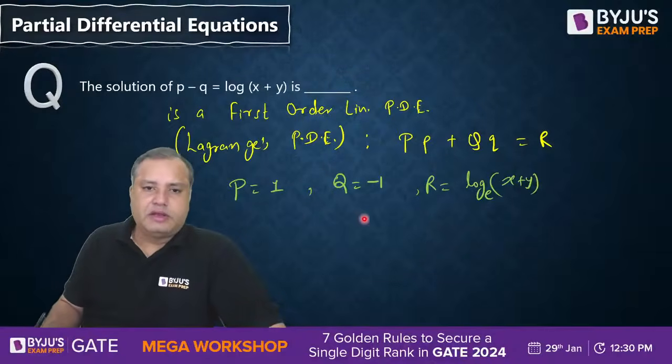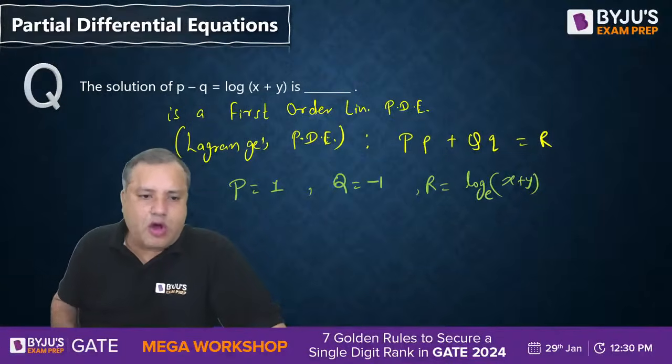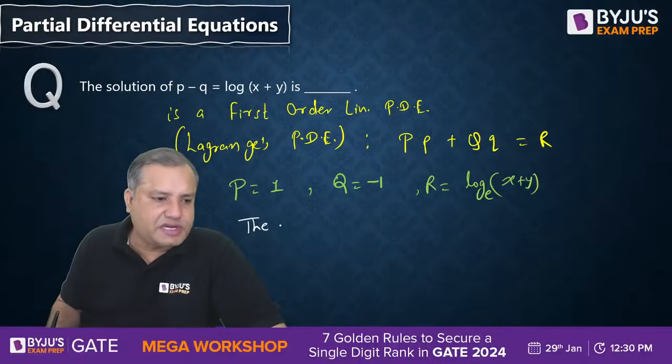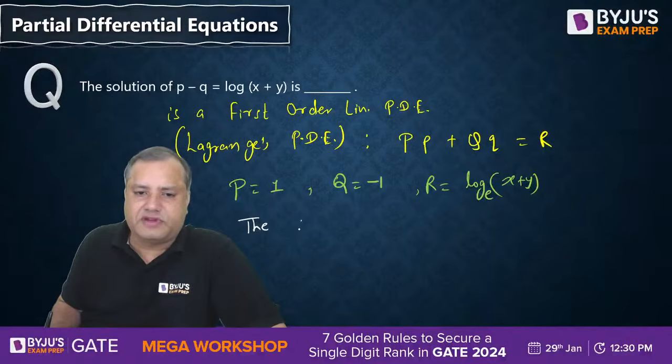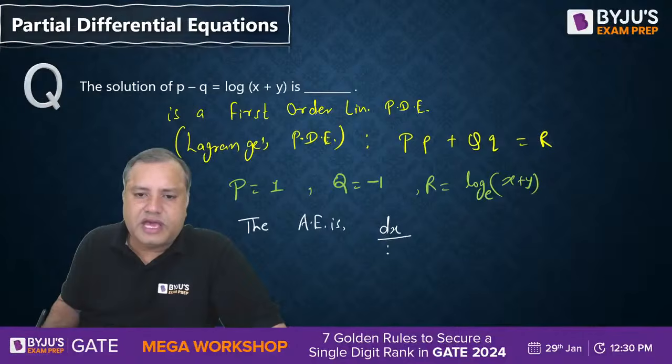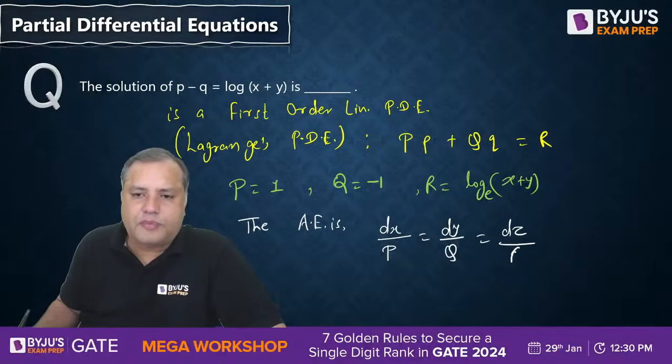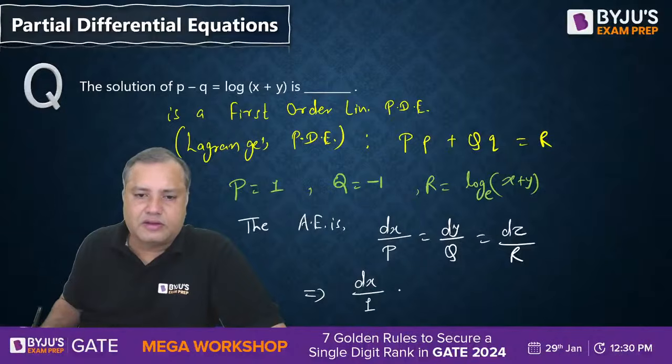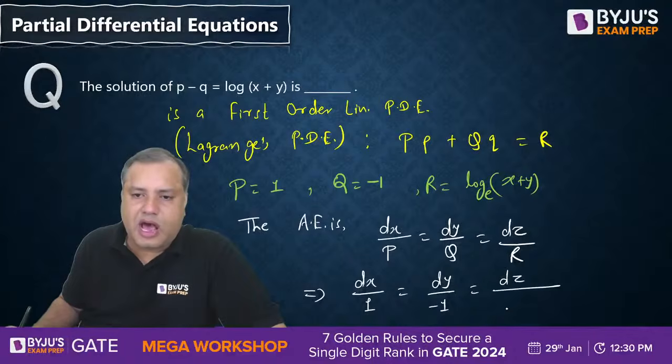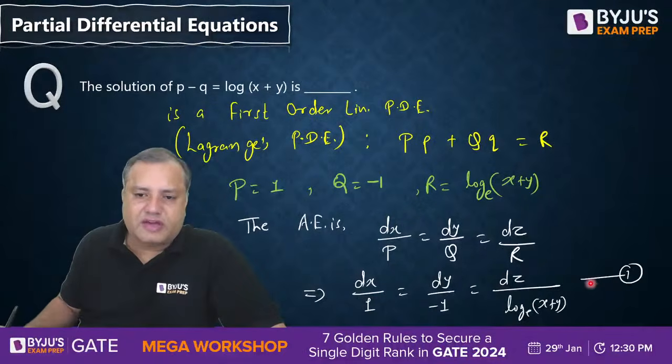Comfortable till this point? Now after this we will be writing the auxiliary equation. The auxiliary equation is also known by the name subsidiary equation, one and the same thing. What is the format? dx upon P, dy upon Q and dz upon R. P is 1, Q is -1, dz upon R is log(x plus y). So this is my equation number 1.